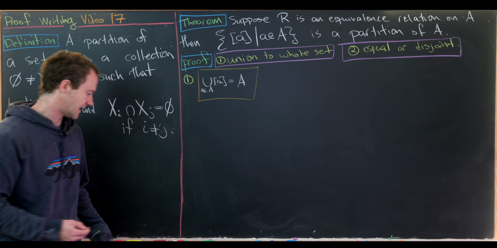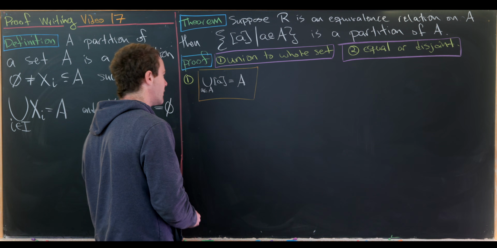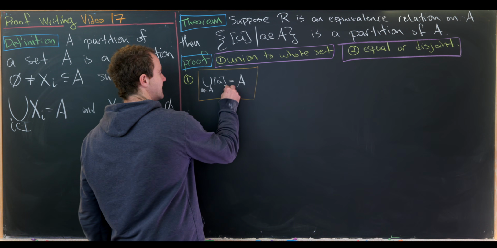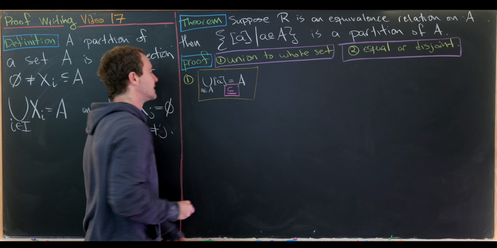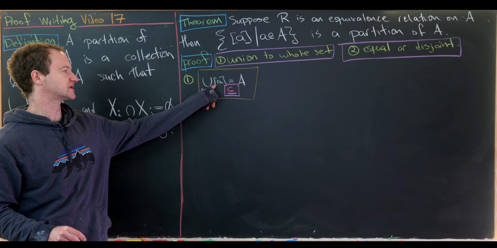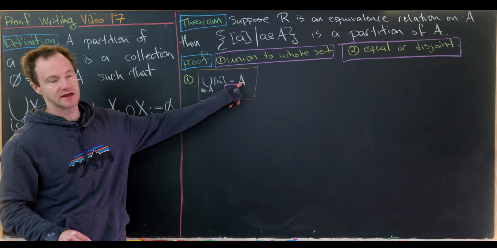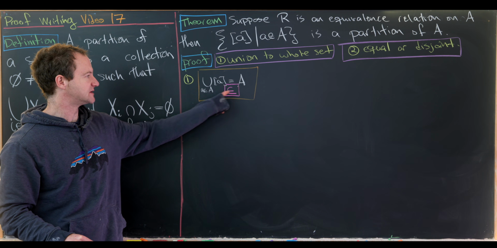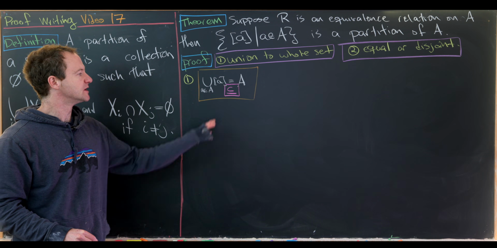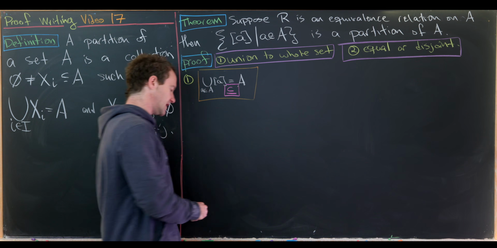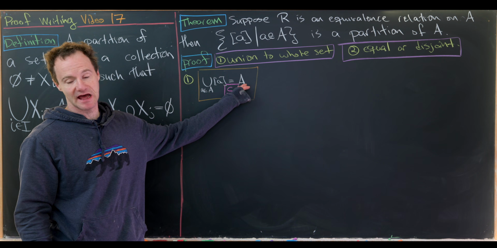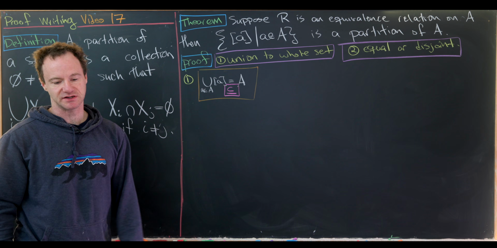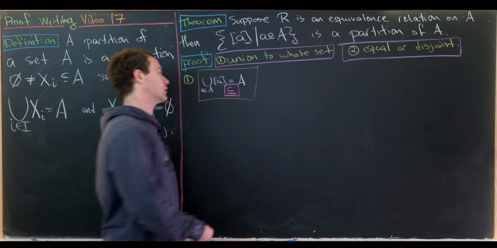I'd like to point out real quickly that the inclusion in this direction is totally trivial. That's because each of these equivalence classes is a subset of A. So if we're taking the union of subsets of A, we get a subset of A. That means all we'll focus on is the reverse inclusion. That is, we'll take an element from A and show that it's in this union. But that's also fairly quick.